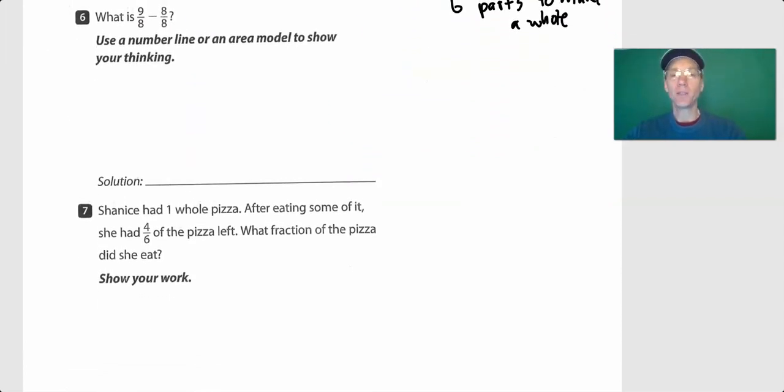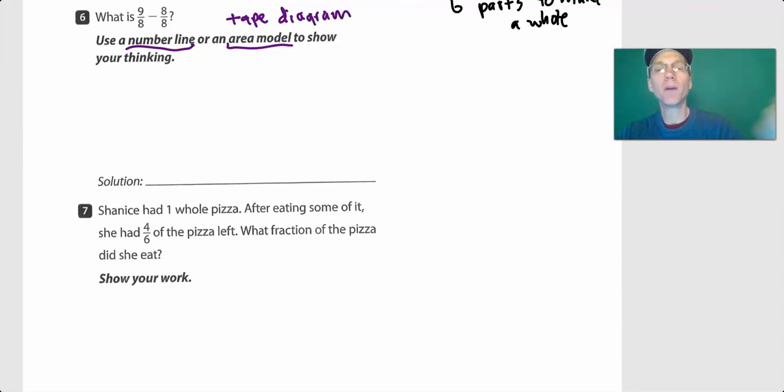What is 9/8 minus 8/8? Use a number line or an area model to show your thinking. So a number line we know. An area model really just means, they look like tape diagrams. That's kind of what they mean. Okay, 9/8 minus 8/8. So let's think about, well, what in the world does 9/8 mean? And really I wish they would just say, if you could demonstrate it any way you can, there's a lot of ways you can show them your understanding.